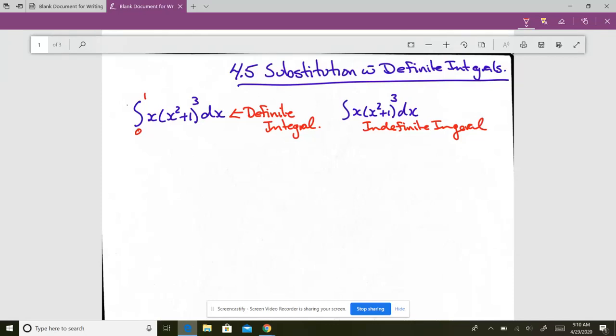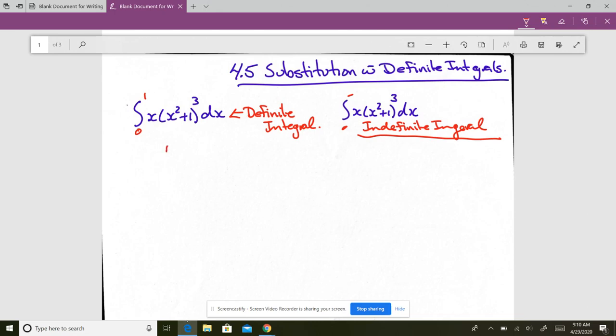Everybody, 4.5. Again, this is a bit of a long unit or chapter. I keep breaking them up into smaller units. So we've looked at indefinite integrals and solving those through substitution, where you do not have numbers at the top and bottom. A definite integral gives you those numbers. So we're going to use substitution to solve this.